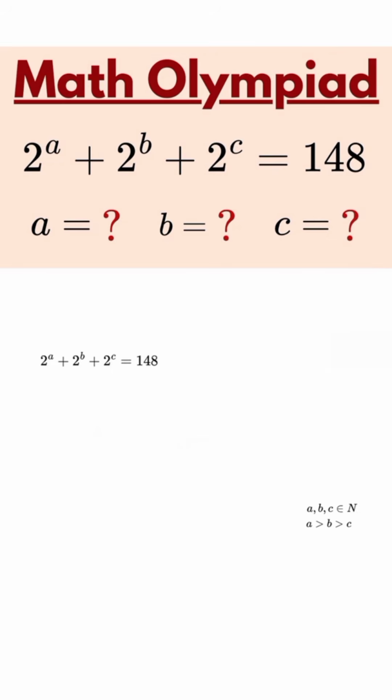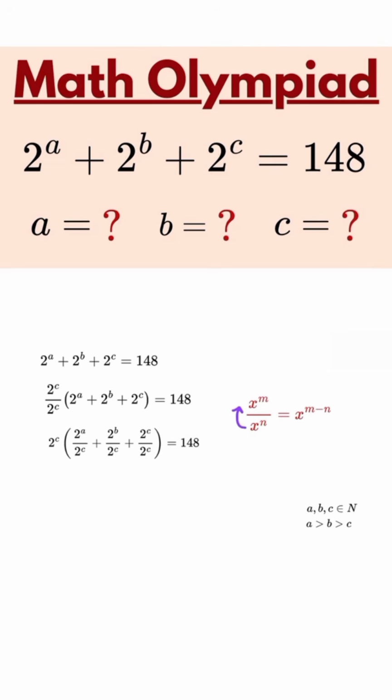Now let us multiply and divide both sides of this equation with 2 raised to the power of c. So we can take this 2 to the c here and divide it with each term individually. So we get 2 to the c times 2 to the a divided by 2 to the c plus 2 to the b divided by 2 to the c plus 2 to the power of c divided by 2 to the power of c. Now we have a power rule that says x to the m divided by x to the n equals x to the m minus n, which means we can take this to the numerator but just put a minus sign here.